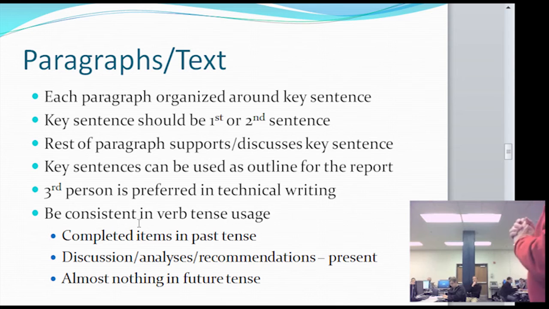Be consistent in verb tense usage. Everything that's been done is done. It's in the past. If you're talking about things you're doing now, you're looking at the data, you're analyzing this, that's in the present, and there's very little in the future. The only real thing could be your recommendation down the road: I would recommend that we do this in the future, something like that. I've seen paragraphs that have all three verb tenses in the same paragraph. Okay, that's highly, highly unlikely.